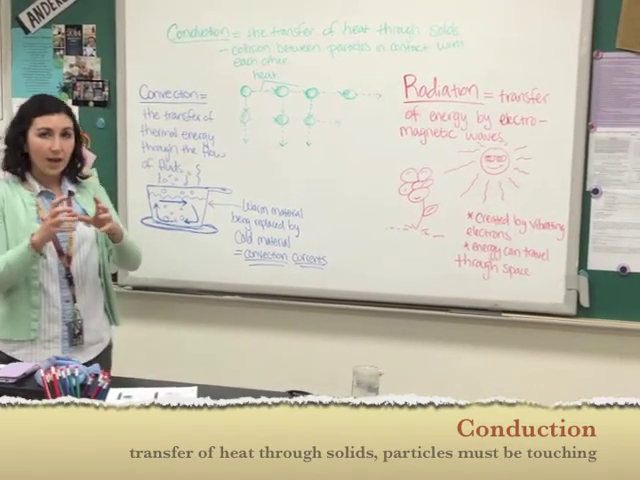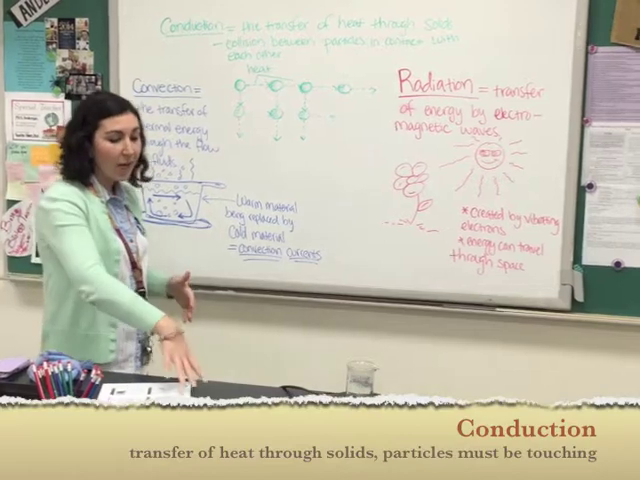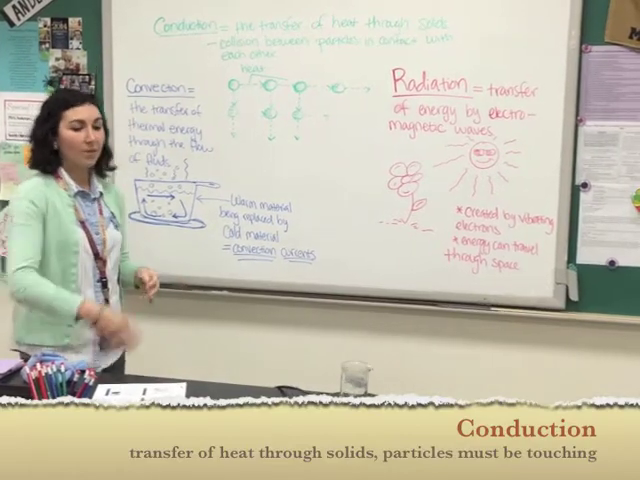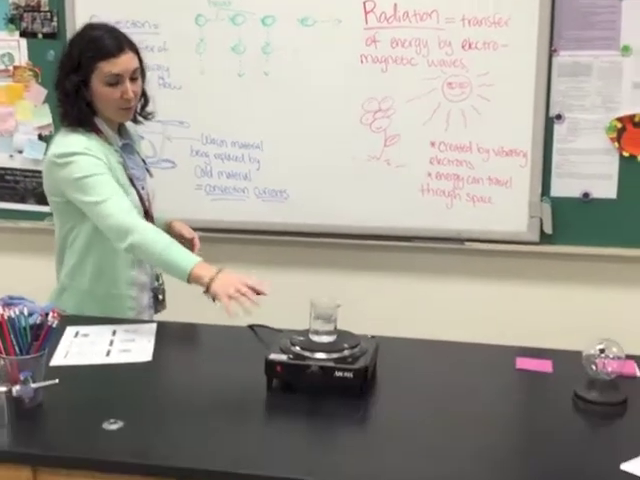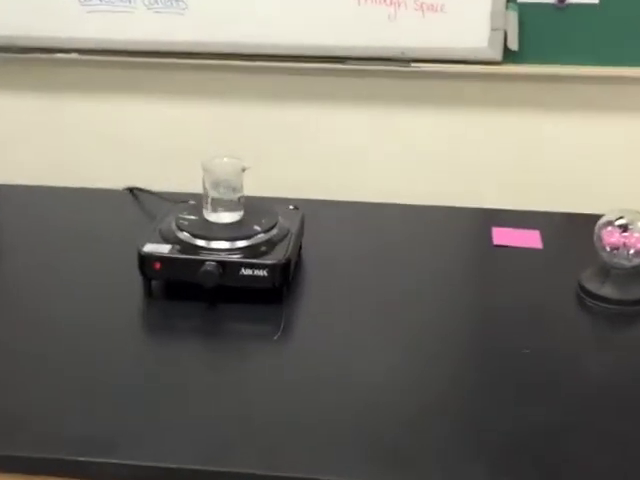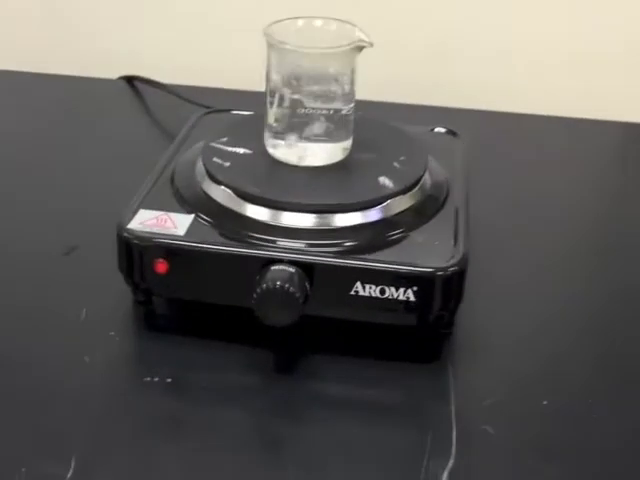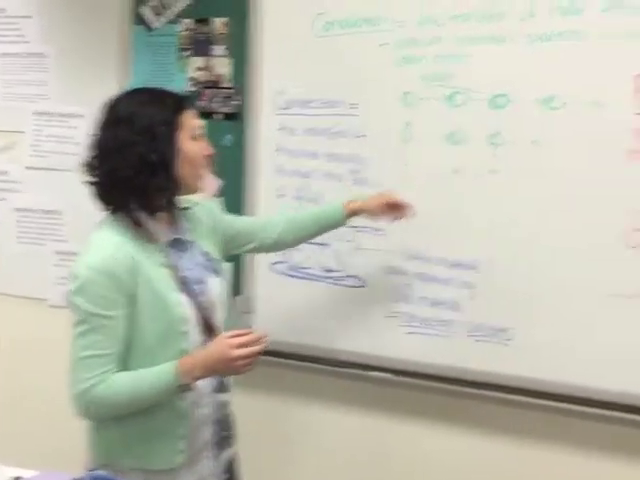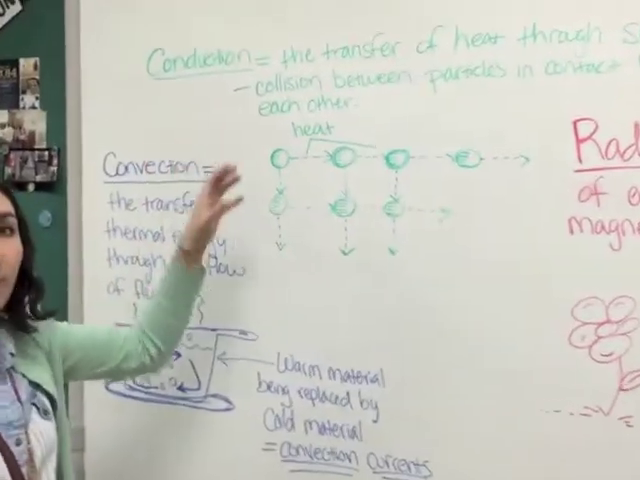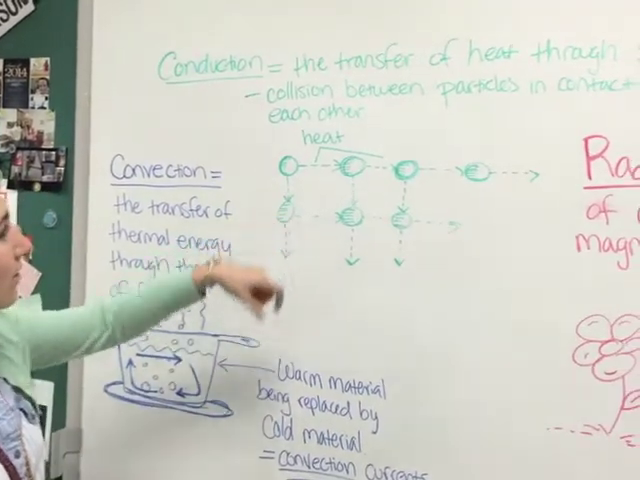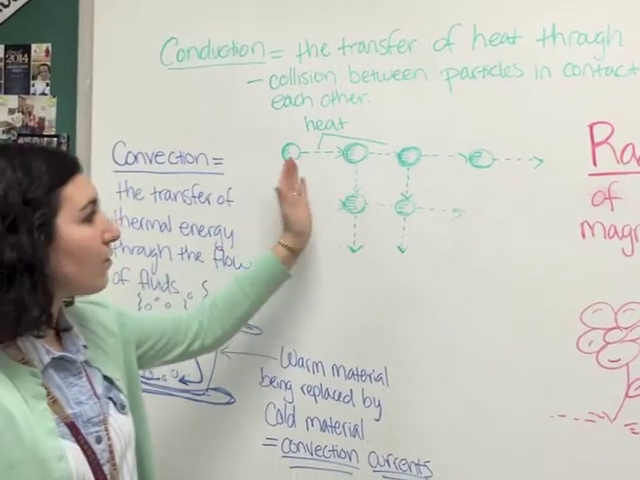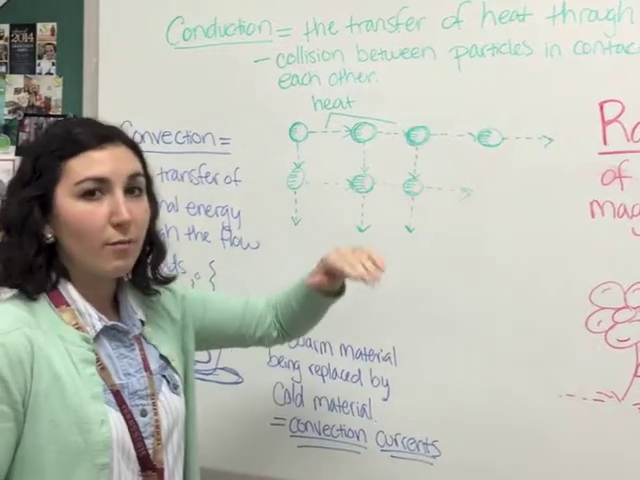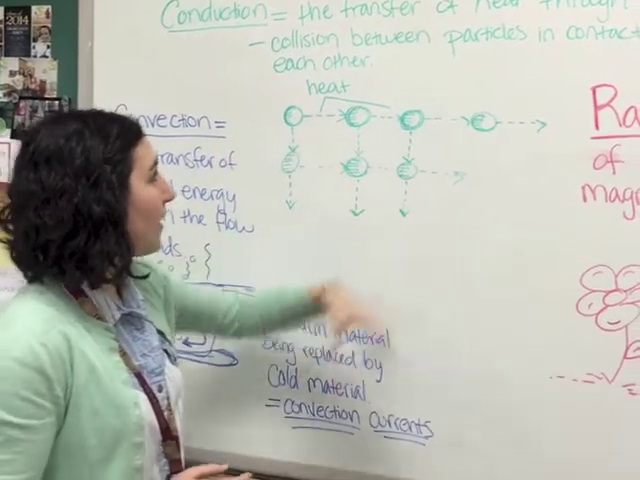The particles inside of the object, inside this table, for example, or inside the hot plate, are vibrating. They're in contact with each other, and the energy is being transferred between them. It's a domino effect. This particle gets heated up, it gets energy, so it starts vibrating, and that energy is transferred between the different particles inside in a domino effect.